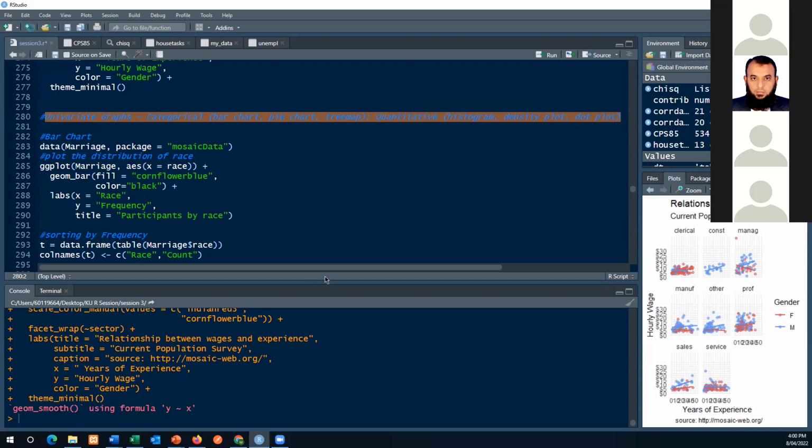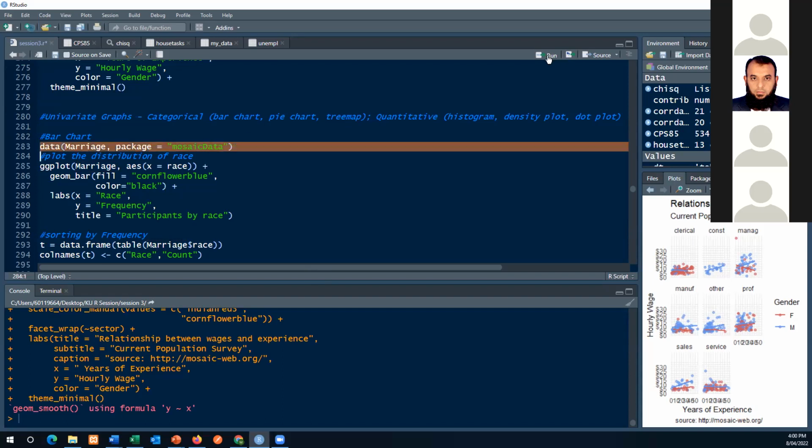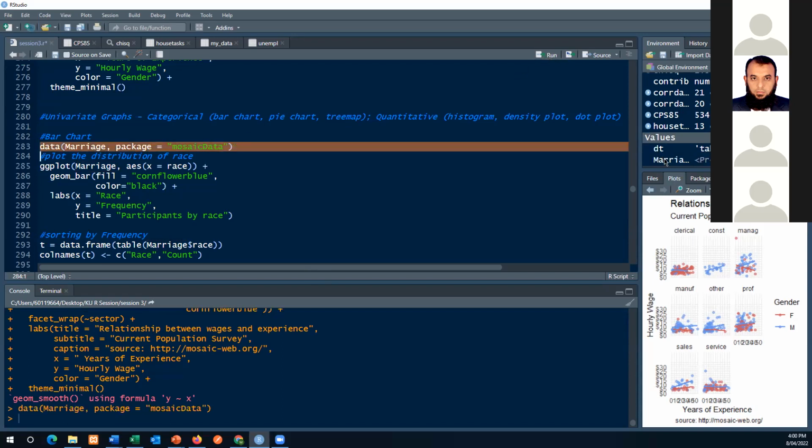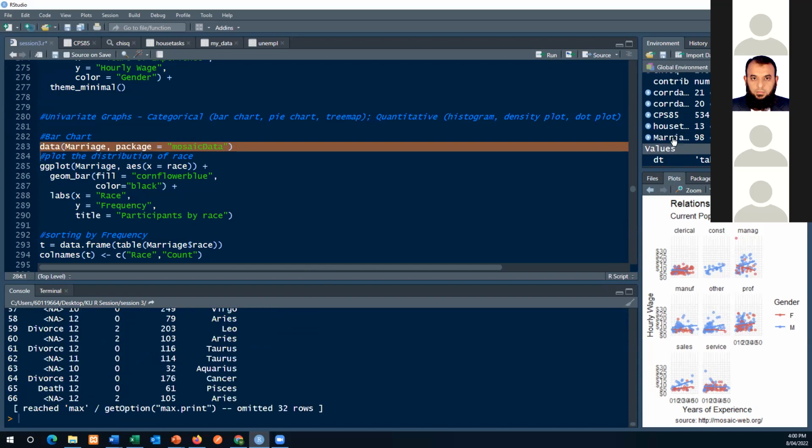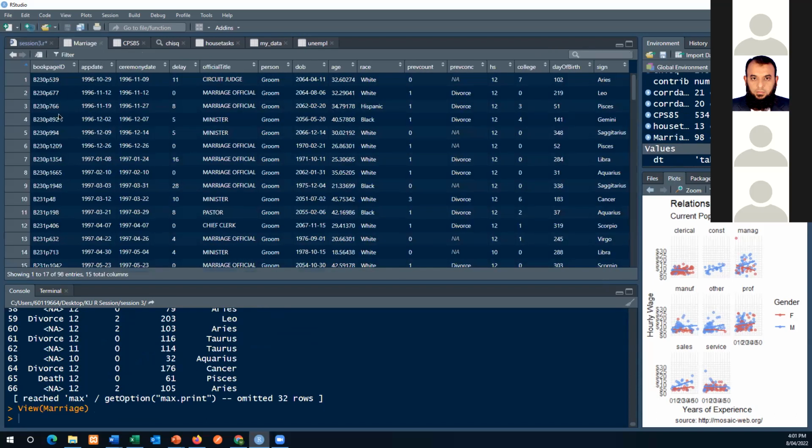So now how can we do a bar chart? So the marriage data from the mosaic dataset, let's see what this data looks like. The data is the marriage data in this case. Marriage data looks like this. It has a book, page, ID. It's a kind of marriage register from which the data is taken. So you can see a lot of columns are there. We'll pick one of the columns to plot our bar plot. This is what the marriage data looks like.